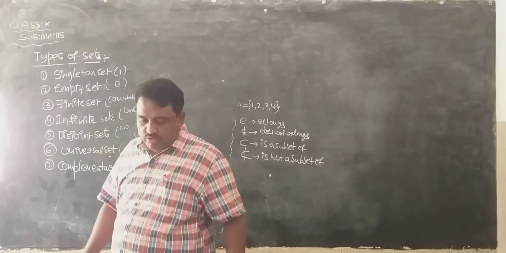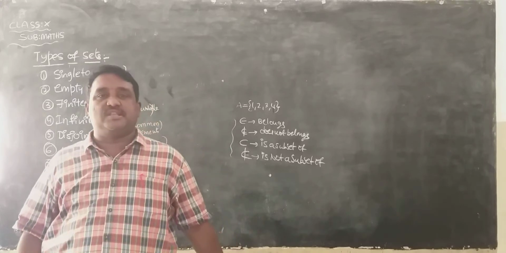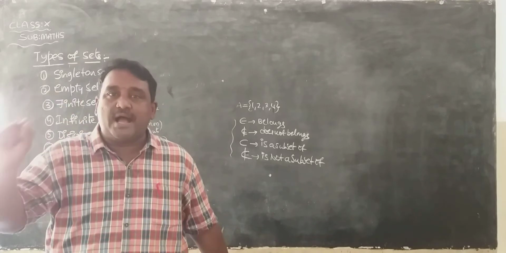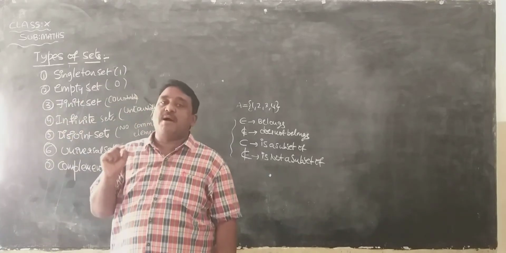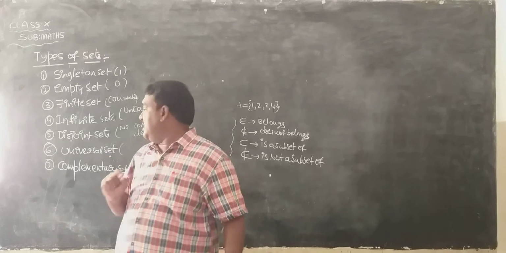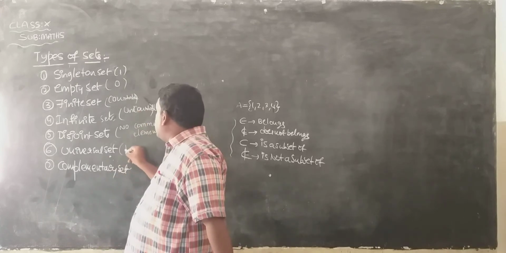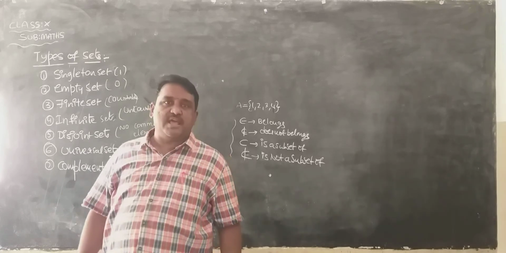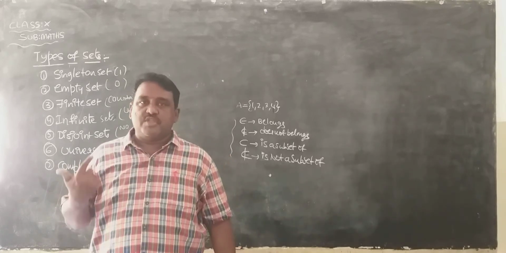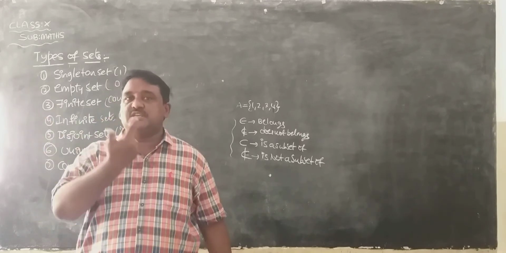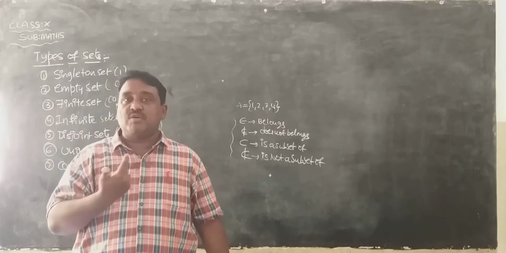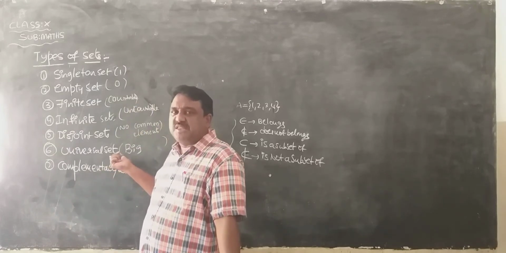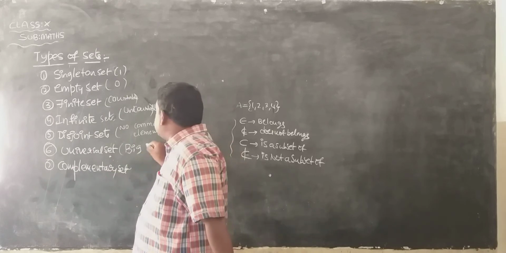Disjoint sets, we will briefly discuss about disjoint sets later. Remember, no common elements. So it is disjoint sets. Universal set, it is the big one. There is no bigger one than the universe. Which one is big? Universe. Universal set. Big set is known as universal set.